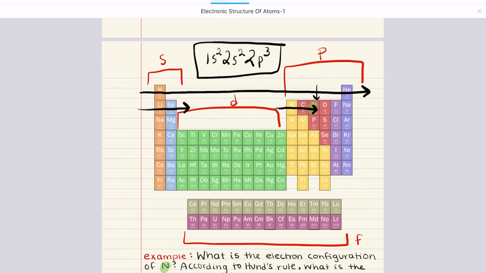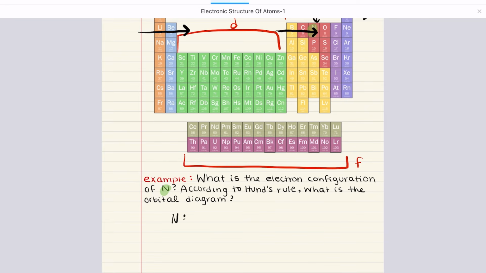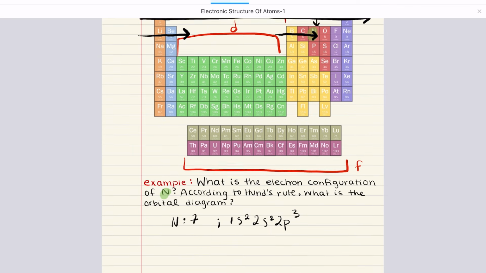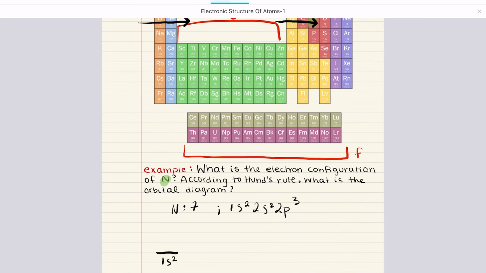Wonderful. Now what we want to do is draw the orbital diagram for nitrogen according to Hund's rule. So we need to remember that nitrogen has atomic number 7, and its electron configuration we just figured out is 1s2, 2s2, 2p3. According to Hund's rule, the 2s orbitals are filled completely. So if we draw a 1s2 orbital, this has both electrons in it. And if we draw the 2s2 orbital, this also has both electrons in it.